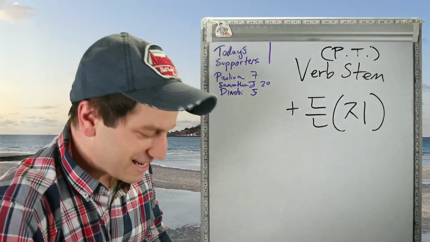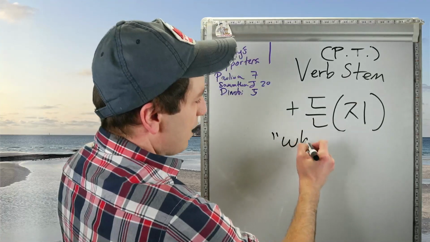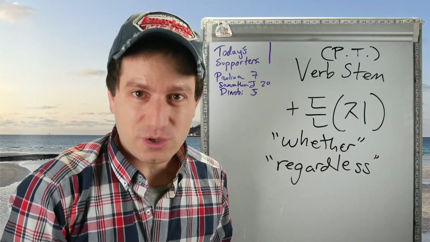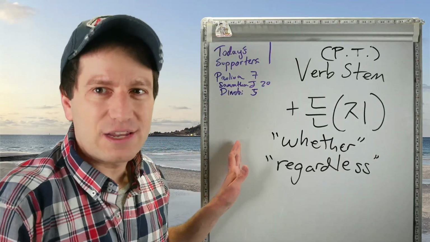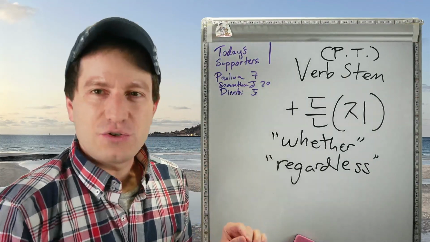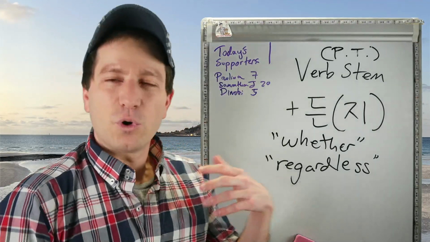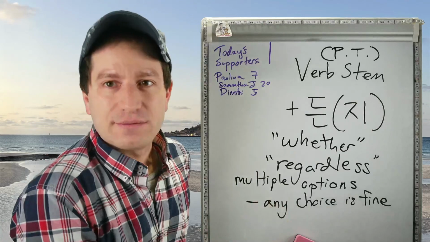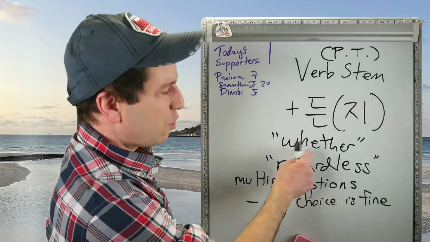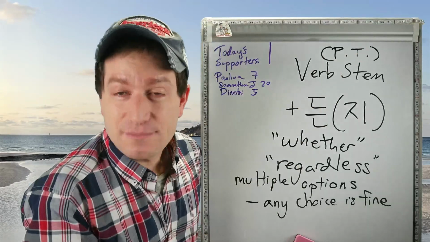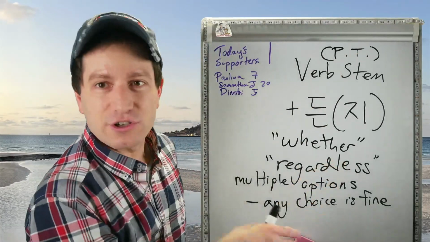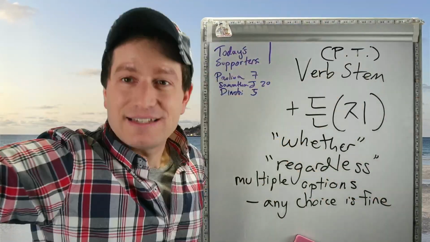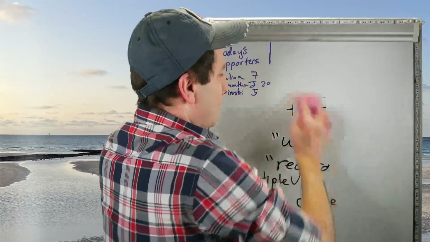So what this form means is it can translate either to whether or regardless. But I don't want you to only think of this form in terms of English translation, because there are other ways you could translate whether from English. What this form is used for is to show that there are multiple options to choose from, and that any of those choices is fine. There are multiple things, and any choice is fine. So whether you do that or you do that, it doesn't matter, is what it implies. Regardless of whether you do something or do that, or don't do that, or whether it's this or whether it's that, it doesn't matter. Any choice is fine.